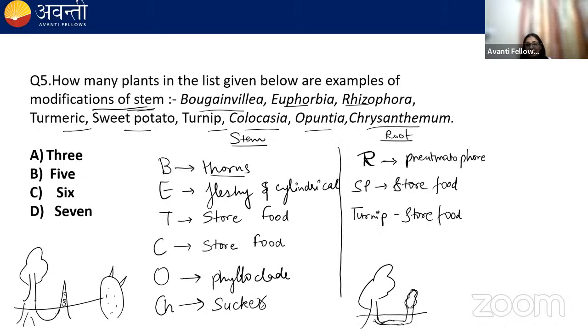This is what we call sucker. You can also see this in banana and pineapple. Okay, so 1, 2, 3, 4, 5, 6. So the correct option is 6. And Rhizophora, sweet potato, turnip are the modification of root. So the correct option is C. Very good, beta, whosoever answered this question.